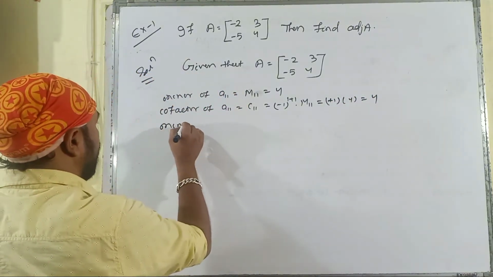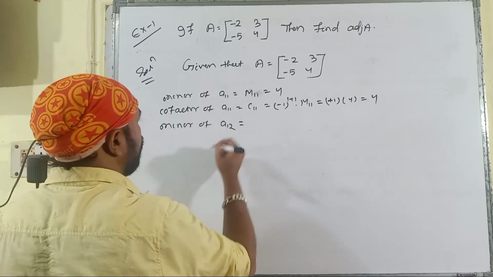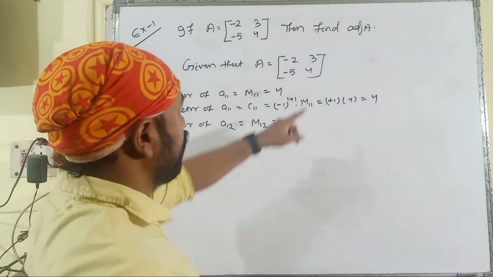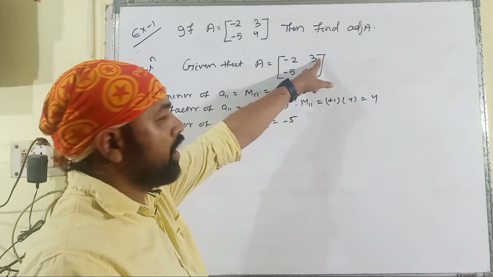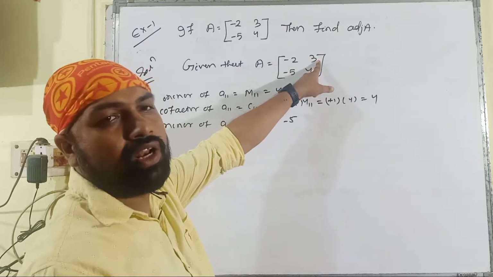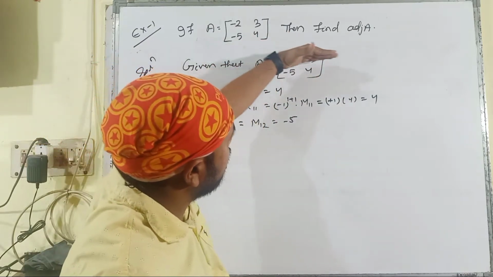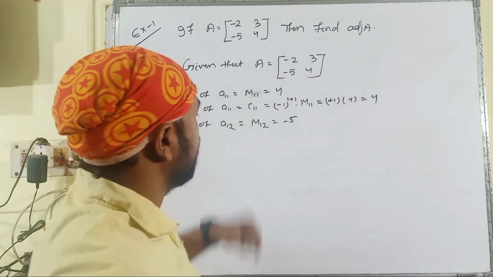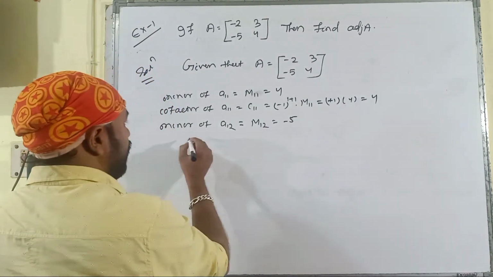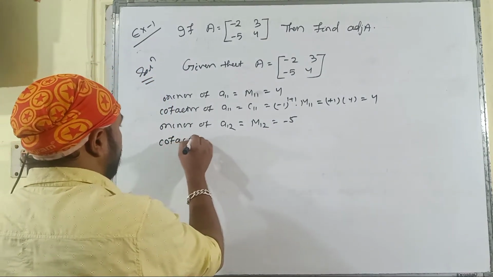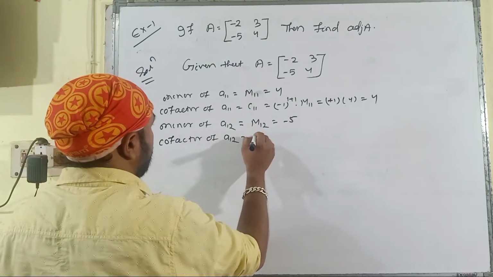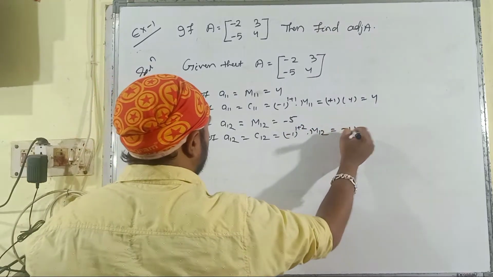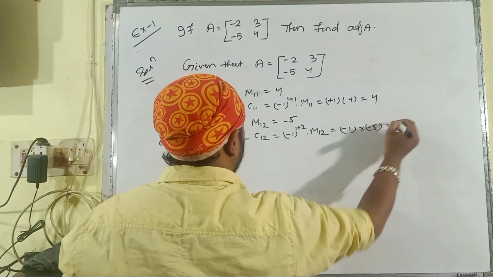Then similarly minor of A12, and it will be M12, it is -5. Just we have to cancel the row and the column along with that A12 element, and here the A12 element is 3. We have to just cancel the row and the column along with this A12 element. Then we have to write down the next element. Rest of the element is here minus 5. Then we have to find out the cofactor. Cofactor of A12, it is C12, and it will be minus 1 to the power 1 plus 2 multiplied with M12. It is minus 1 multiplied with minus 5, it is 5.